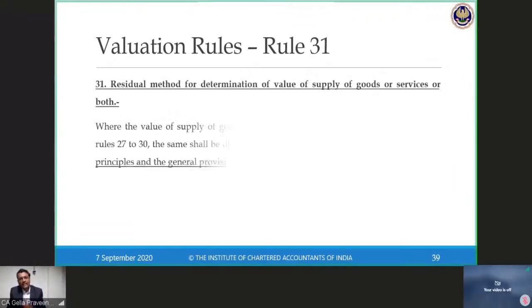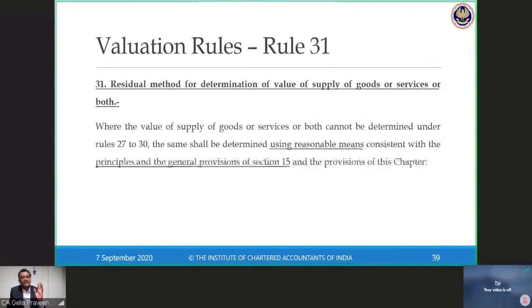Coming to rule 31, it is best judgment assessment. This rule 31, by and large, only the commissioner gives the instruction for the purpose of adopting Rule 31. Reason: all the provisions under Section 15, all the provisions under Rule 27, 28, 29 have failed.